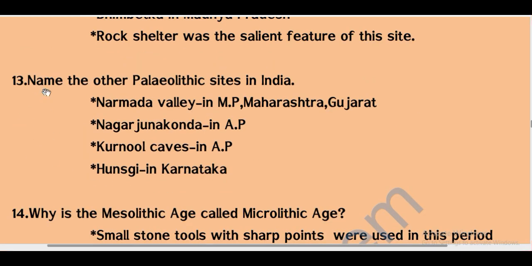Next, name the other Paleolithic sites in India. Narmada Valley in Madhya Pradesh, Maharashtra, Gujarat; Nagarjunakonda in Andhra Pradesh; Kurnool Caves in Andhra Pradesh; Hunsgi in Karnataka.